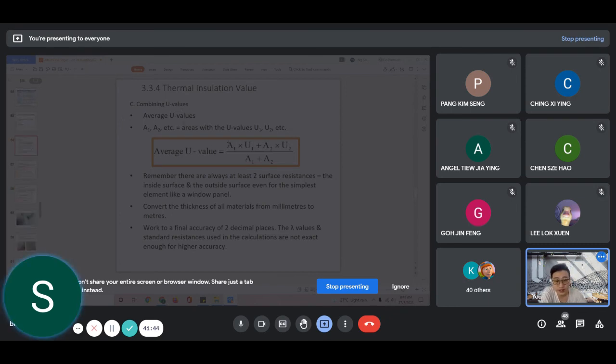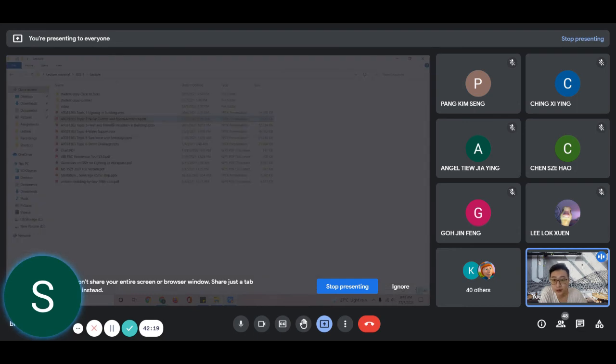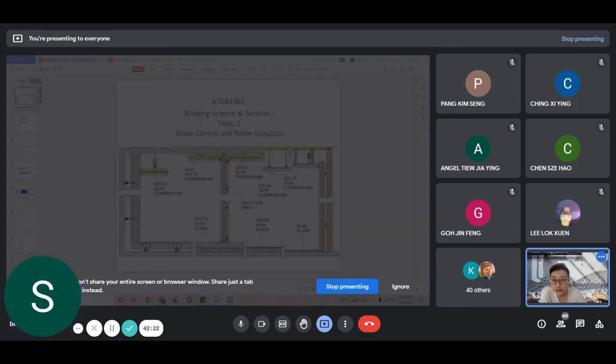Okay, so next is combining the U value. When we have different areas, we can use this formula, which is the averaging of the value. So we can have an area and a typical value. This formula is a max formula to average out what is the typical value. This formula is very similar to the one in topic 2.